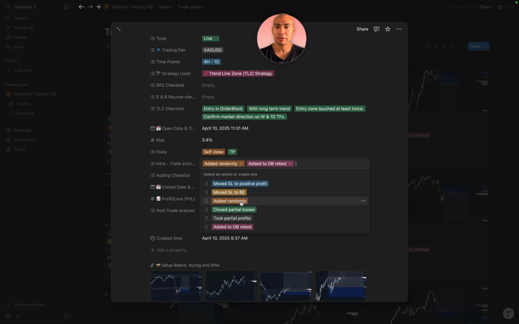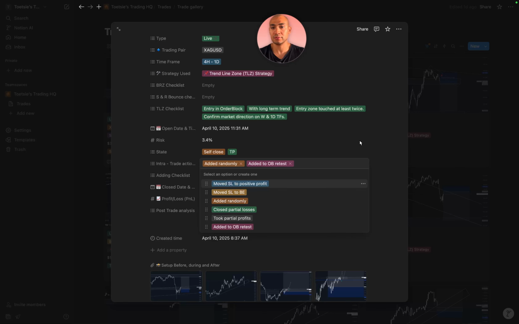So I saw the market come down. It didn't come to where exactly I wanted it to add. So you know what? I added anyway. And that was great because it worked out in the end. Okay. And then eventually it did come back to an order block retest.